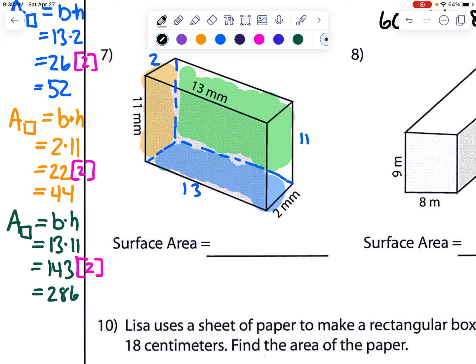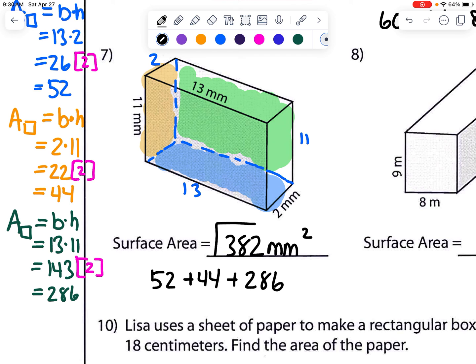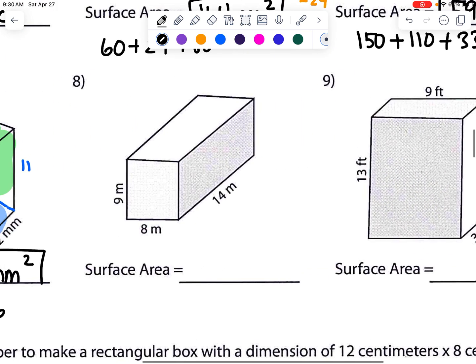And now let's add up all three numbers. 52 plus 44 plus 286 is 382 millimeters squared. Alrighty, moving on to number 8.